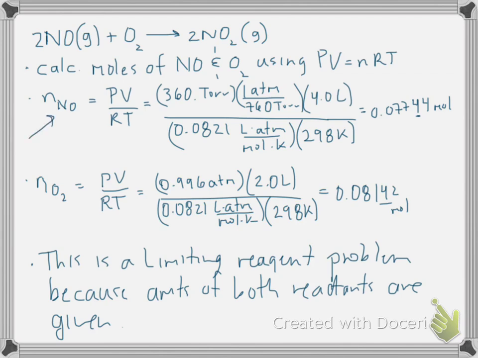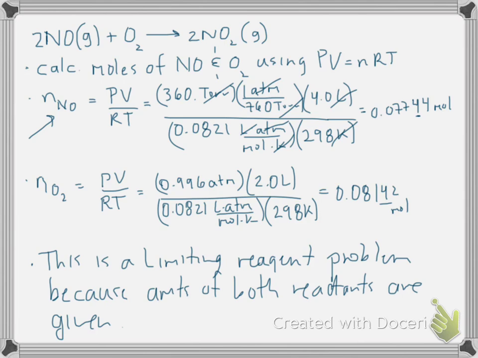So the moles of NO will be equal to the pressure, which is 360 torr. We must convert that to atmosphere. The volume is 4.0 liters, R, the gas constant, 0.0821 liter atmosphere per mole Kelvin, and the temperature of the whole system is 25 degrees C, which is 298 Kelvin. So if you set this up, you'll see that all the appropriate units will cancel except for moles, so atmosphere cancels, liters will cancel, Kelvin will cancel, and torr will cancel, leaving you with 0.07744 moles of NO in this compartment.